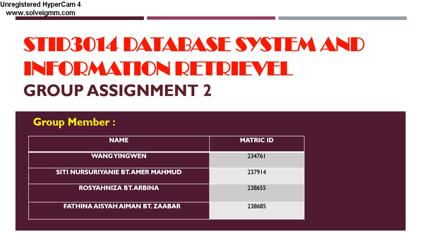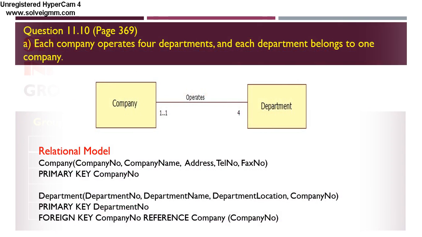So I will present about group assignment 2 in database system and information retrieval. Our group got question 11.10 on page 369, which asks: each company operates 4 departments and each department belongs to one company. So the entities involved are company and department, and the relationship is operates, and the multiplicity is 1 to 4, which is 1 to many.